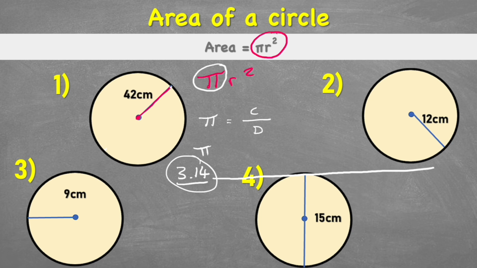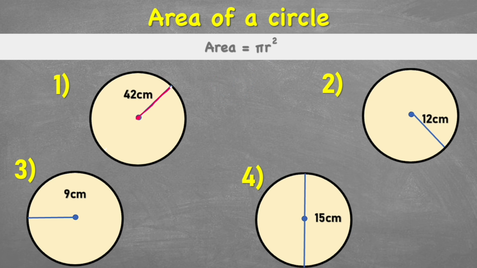And then the second part of our formula is radius. So we need to know the radius of our circle in order to work out the area. And the last part is squared. And the interesting thing about the squared is that the squared is connected to the radius, not the pi radius. We'll understand more about that in a moment. So let's begin with question 1.